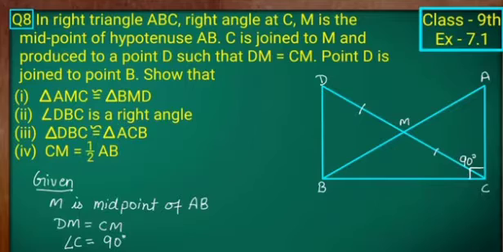Point D is joined to point B. Then show that triangle AMC is congruent to triangle BMD. Now see this figure carefully. You know that very well. M is the midpoint of AB, DM equal to CM and angle C equal to 90 degrees, which is given. Now let's prove one by one.